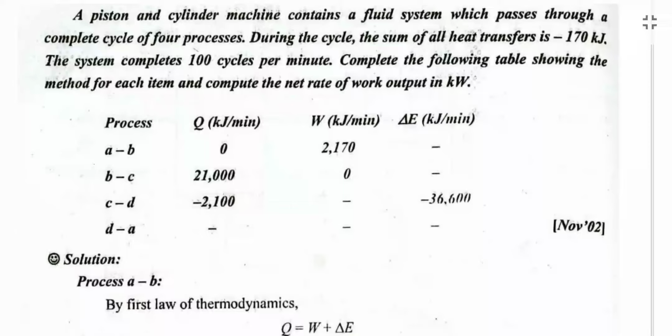Okay, let us solve one problem on first law of thermodynamics. So here, a piston and cylinder machine contains a fluid system which passes through a complete cycle of four processes. So it constitutes a cycle. Cycle means the first and last state should be equal.